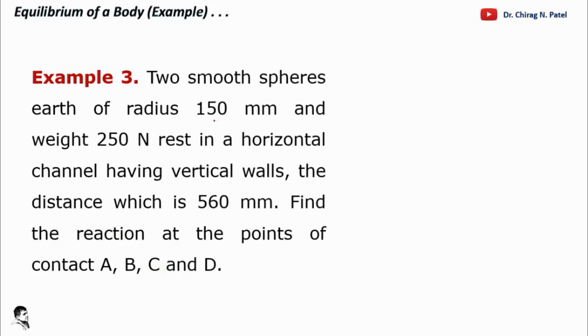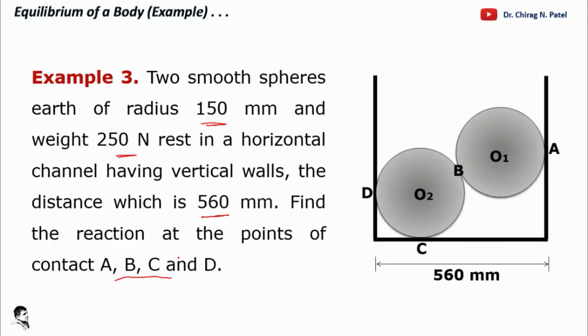Third example, if we take here a smooth sphere is given, radius of 150 mm, weight of 250 Newton, that rests on a horizontal channel having vertical walls. The distance is also given, that is 560 mm, and we require to find out the reaction at points A, B, C and D. So look at that, this is A, B, C and D. So this is the reaction from the wall on this sphere. This is in between spheres, that is B. C is the reaction from the base and D is the reaction from the wall. That is required to find out here.